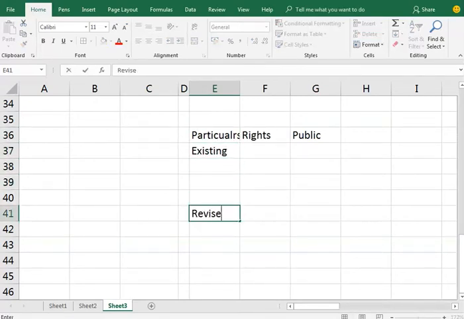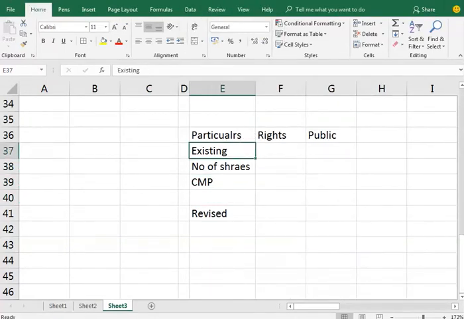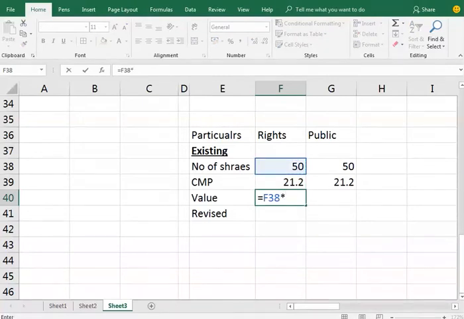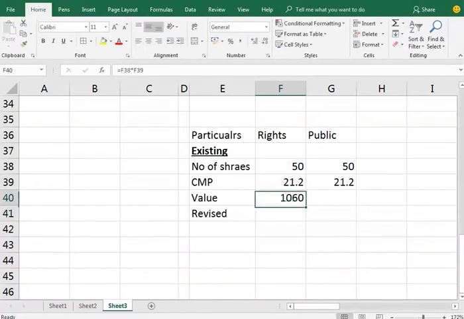Existing, revised. Number of shares, current market price. Now when I say existing, it's before the project is announced, okay? So before the project was announced, we had 50 crore shares and the current market price of those shares was 21.2. So their value was 1060 crores. This is the value they were enjoying before the project was announced.